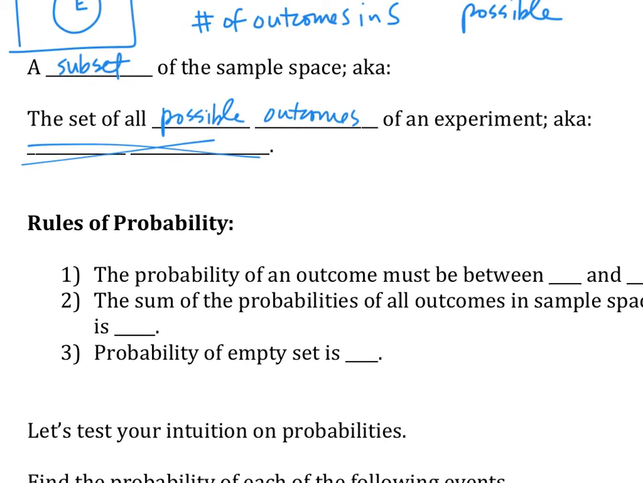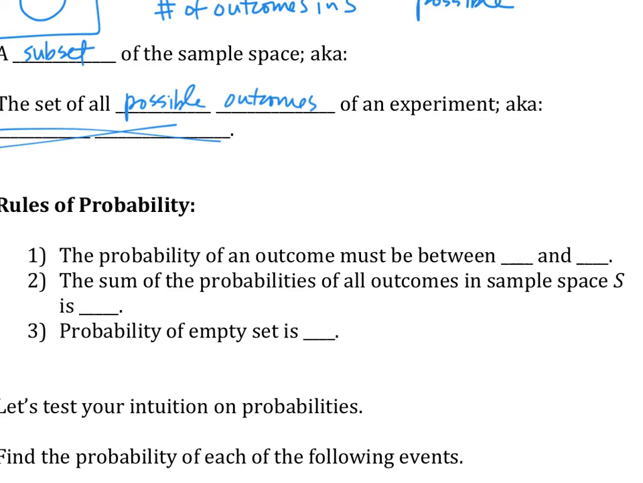Now, the rules of probability. Number 1, the probability of an outcome obviously has to be between 0 and 1, meaning 0% or 100%, and everything in between. Number 2, the sum of all the probabilities of all outcomes in the sample space, so basically all the different ways that things can happen, if you add them all up, it has to equal 100%. And number 3, the probability of an empty set is 0, meaning nothing would be 0.